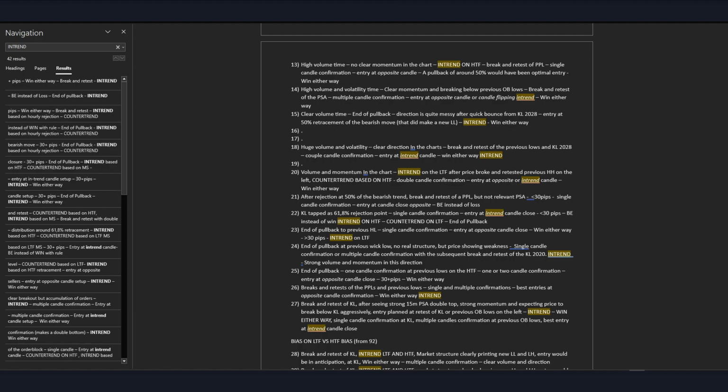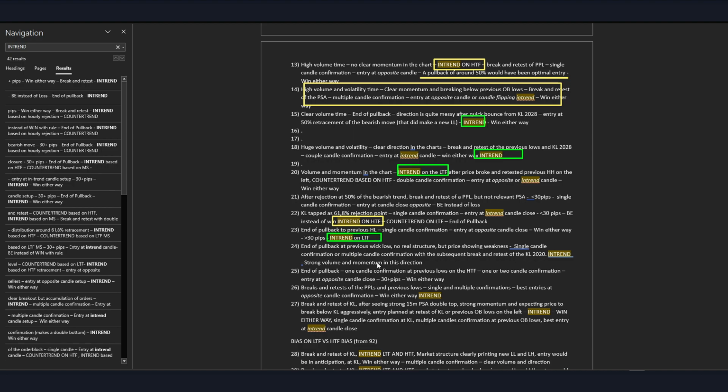So this was in trend on the high time frame, so it was exactly the pullback. So end of pullback would be better. This one, I don't know if it was in trend or not. This one was in trend on lower time frame. Single candle confirmation. This is a rejection of the 50%. I don't know if it's a continuation, but this is in trend on the high time frame. So we've seen that a lot of times. I would say that it's almost a 50-50.